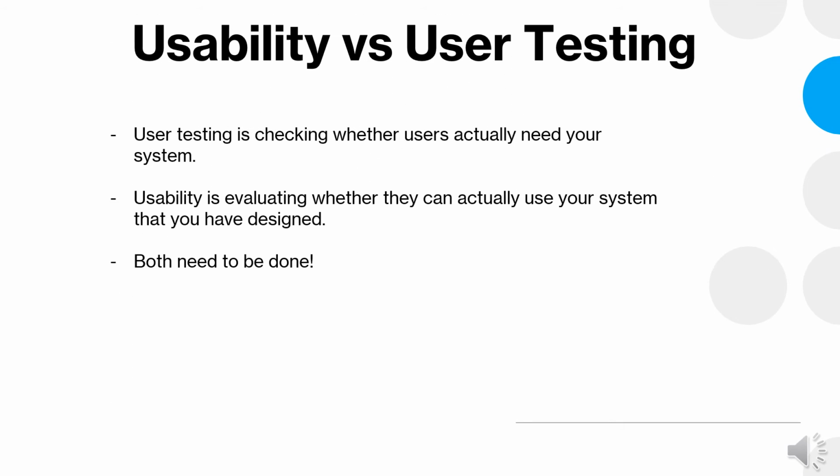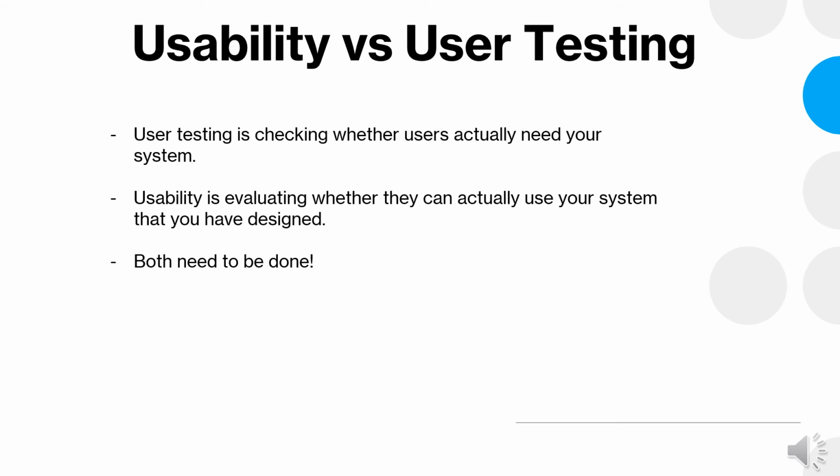Before we look at the evaluation tools, let's first look at usability versus user testing. So usability is basically just evaluating whether the users can actually use the system that you've designed. We've covered usability in the very first videos, and user testing is when you're evaluating whether your users actually need your system. So user testing actually comes before usability.